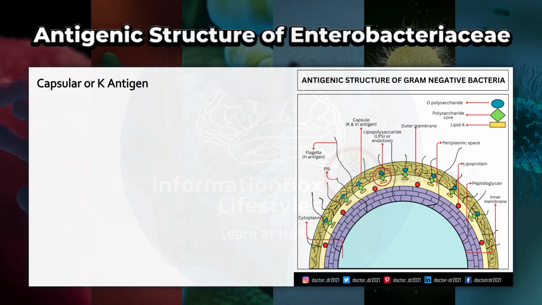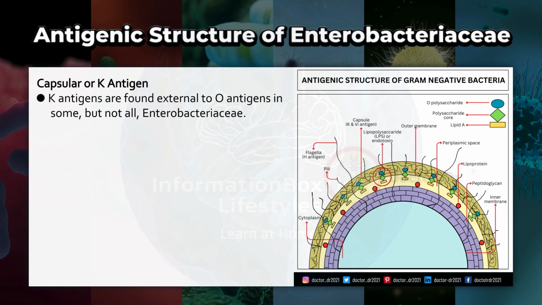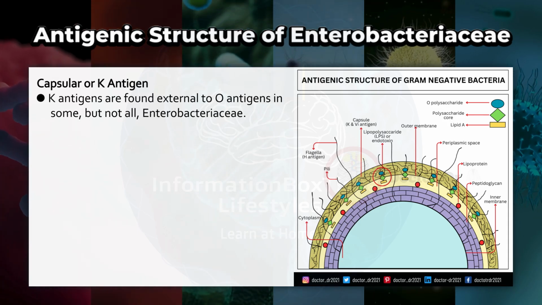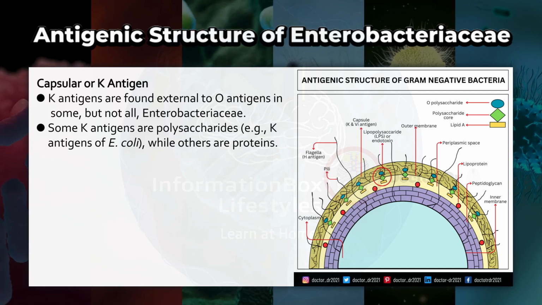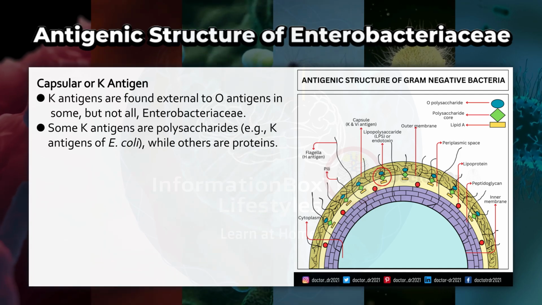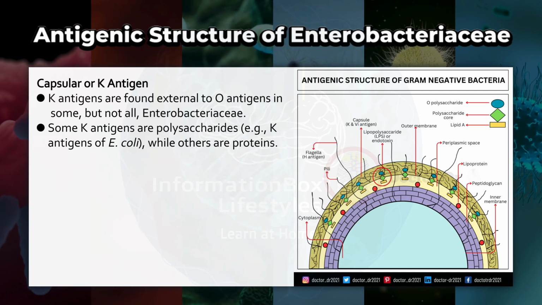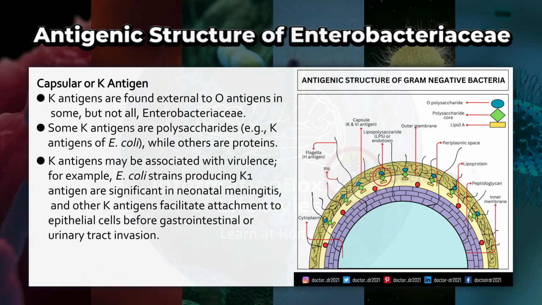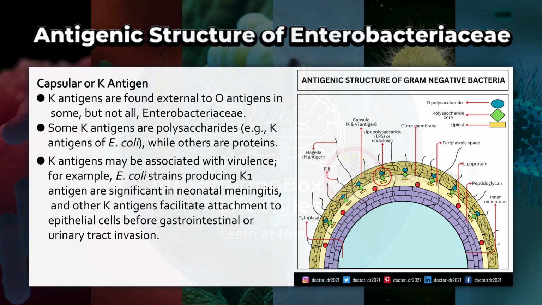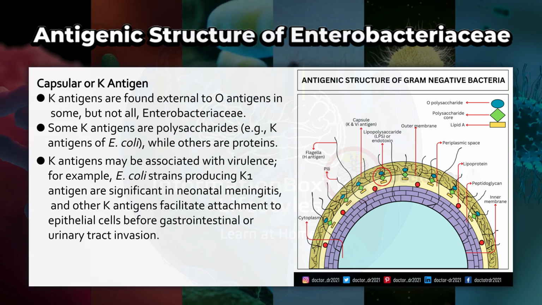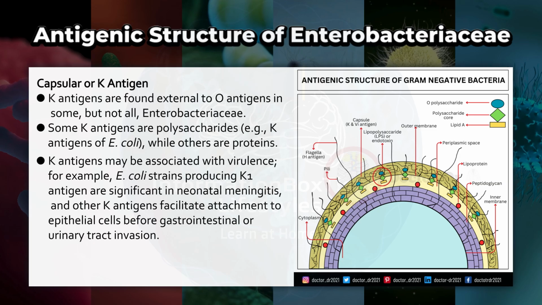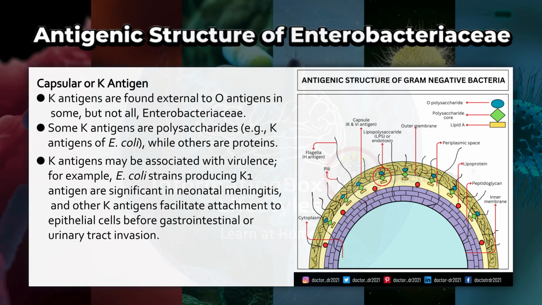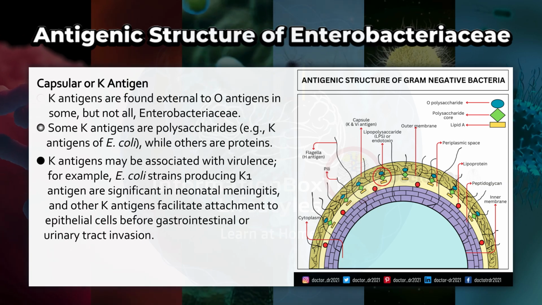Capsular or K antigen. K antigens are found external to O antigens in some, but not all, Enterobacteriaceae. Some K antigens are polysaccharides, for example, K antigens of E. coli, while others are proteins. K antigens may be associated with virulence, for example, E. coli strains producing K1 antigen are significant in neonatal meningitis, and other K antigens facilitate attachment to epithelial cells before gastrointestinal or urinary tract invasion.